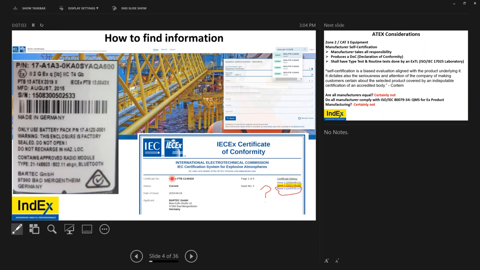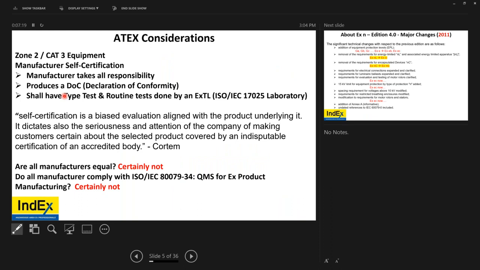Once again, I believe everybody knows all about this. IECEx, nice and easy to find from the website. Just type it in. ATEX, much more difficult. Once again, ATEX considerations: zone 2, category 3, manufacturer self-certified. Less trust.